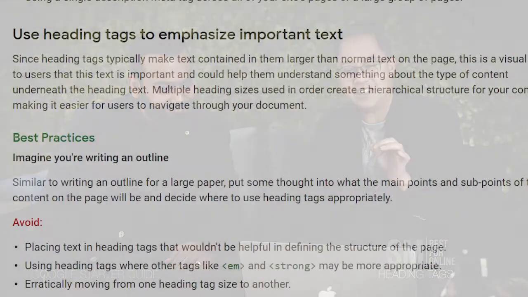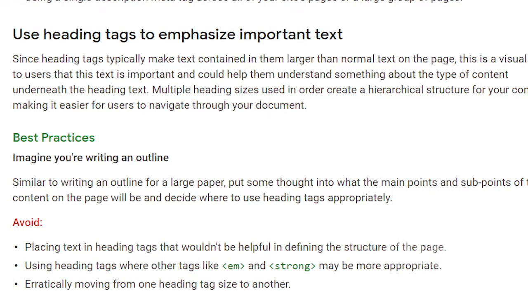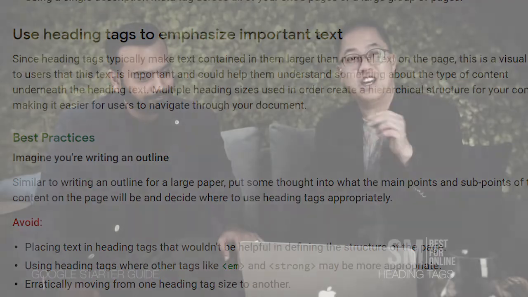But I'm just going to start off, for local businesses, by reading from the guide itself about the no-nos of what you should be doing or not doing with heading tags. Google specifically says, do not place text in heading tags that wouldn't be helpful in defining the structure of the page. Do not use heading tags where other tags like bolding or italicization may be more appropriate. Do not erratically move from one heading tag to another. And do not excessively use heading tags on the page.